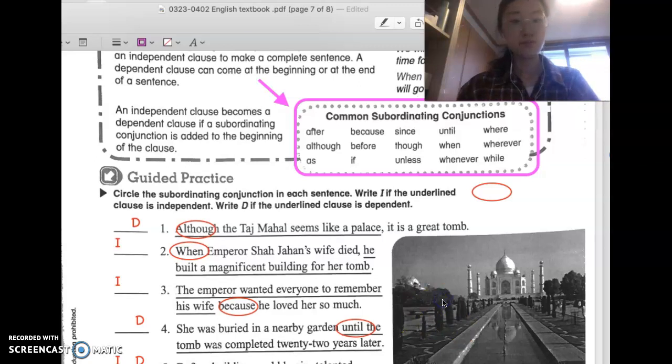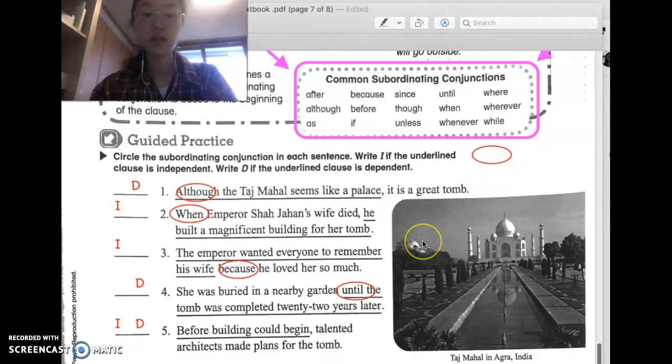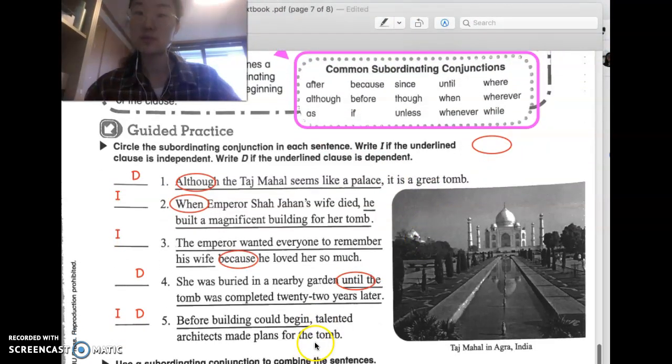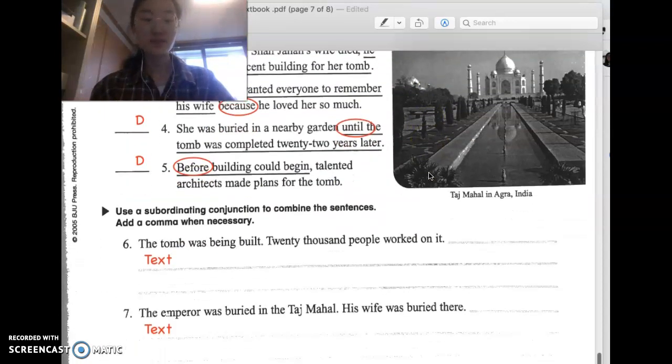Number 5. Before building could begin, talented architects made plans for the tomb. Subordinating conjunction here is before. Before building could begin. Is that independent or dependent? Dependent. It cannot stand alone. All right, I hope that made sense. Let's go ahead and do the second section.